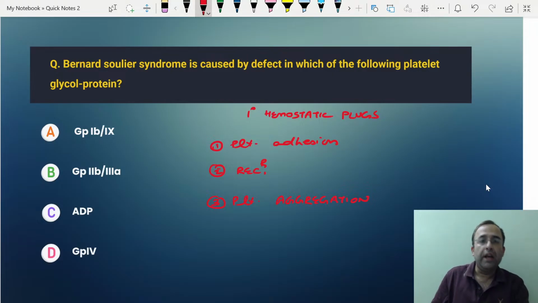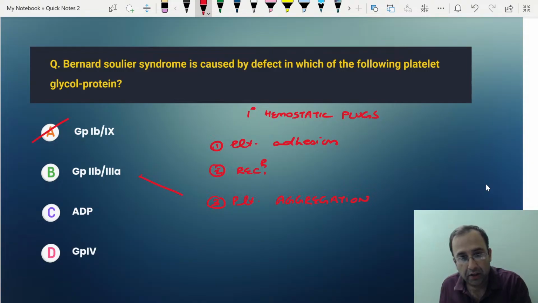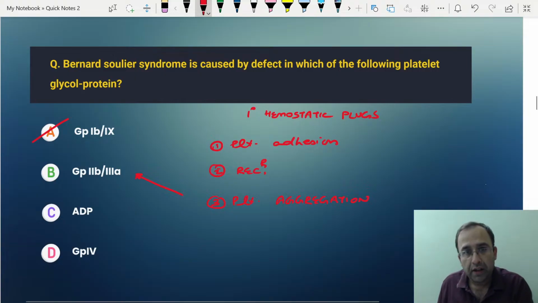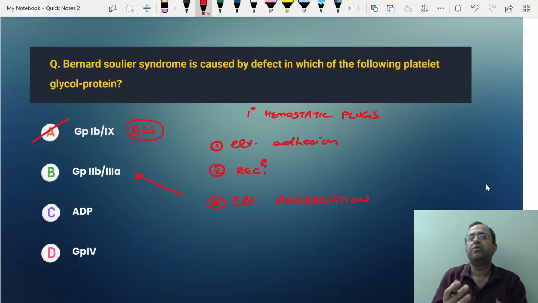Platelet adhesion is mediated by GP1B versus platelet aggregation, that is by GP2B3A. So which are the diseases associated? Defect in platelet adhesion is Bernard-Soulier syndrome. This is BSS, versus defect in GP2B3A, that is called Glanzmann's thrombasthenia. So the answer was 1, that is GP1B, Bernard-Soulier syndrome, which is a defect in platelet adhesion. This is important even for the prospective batches also.